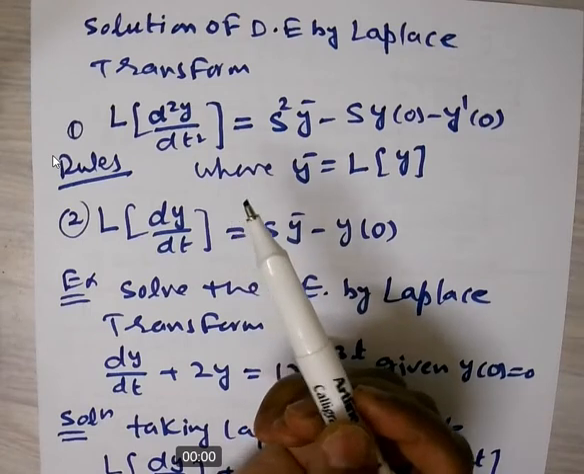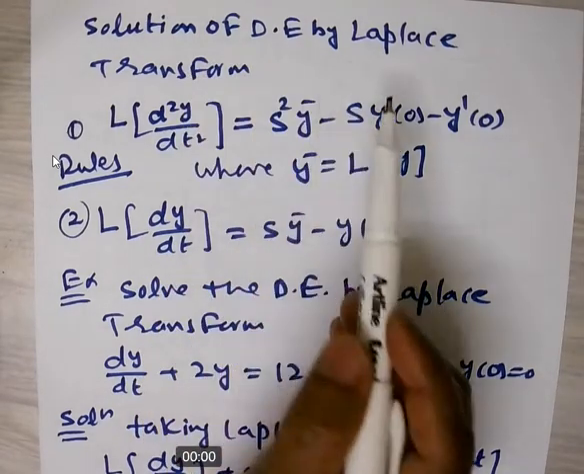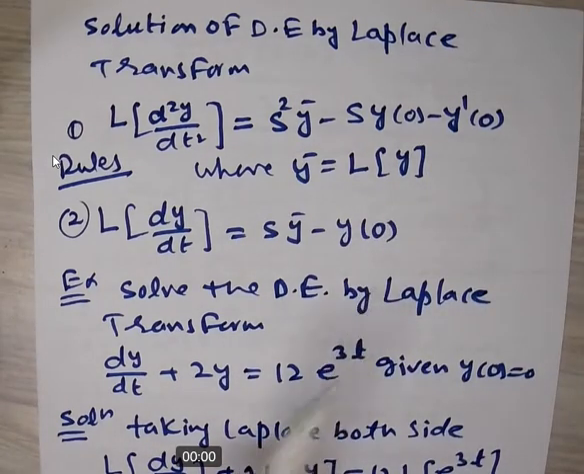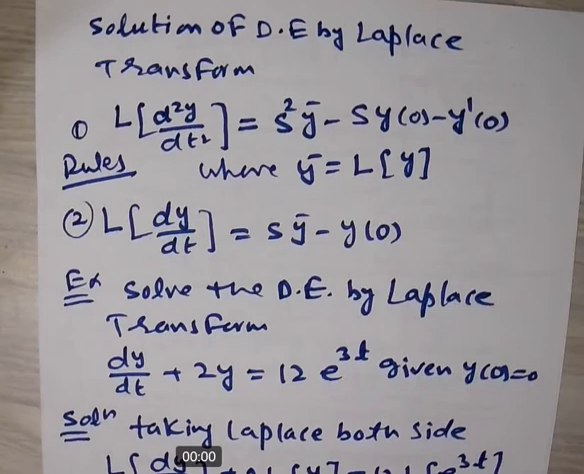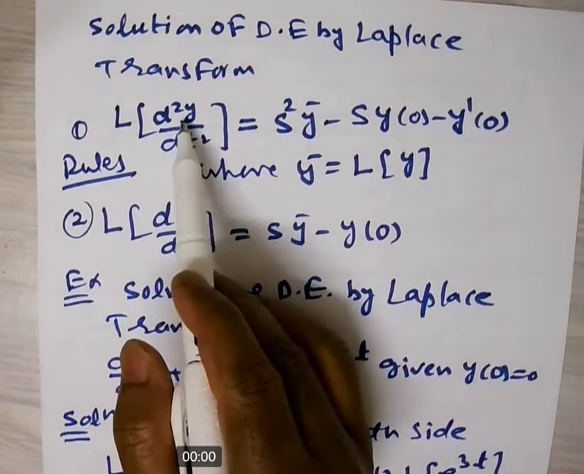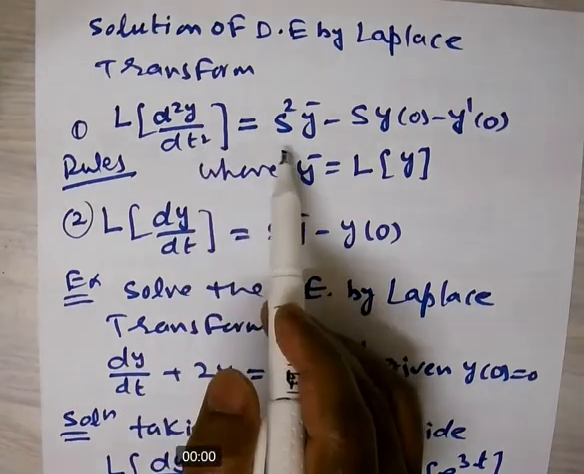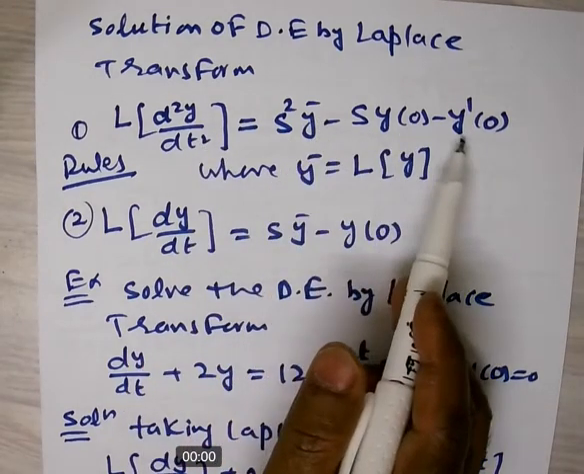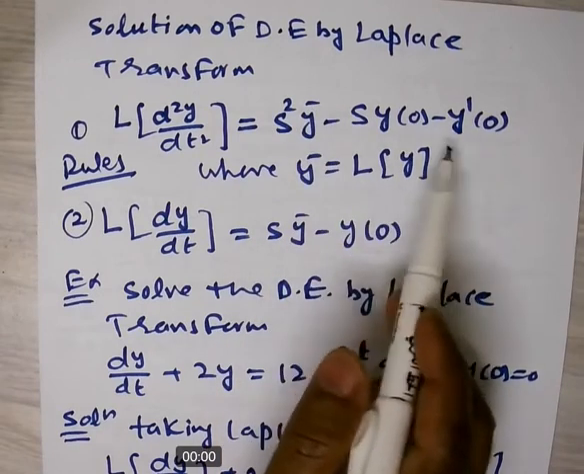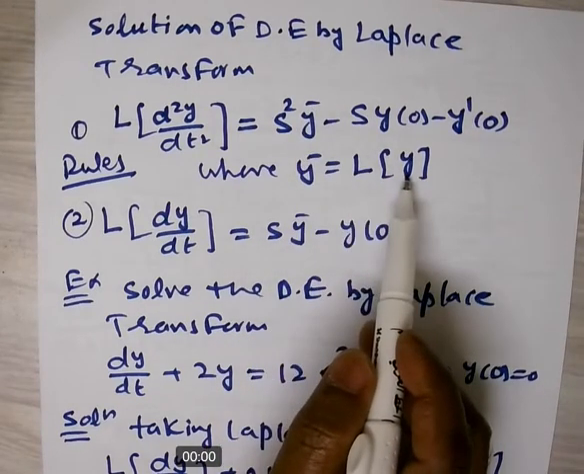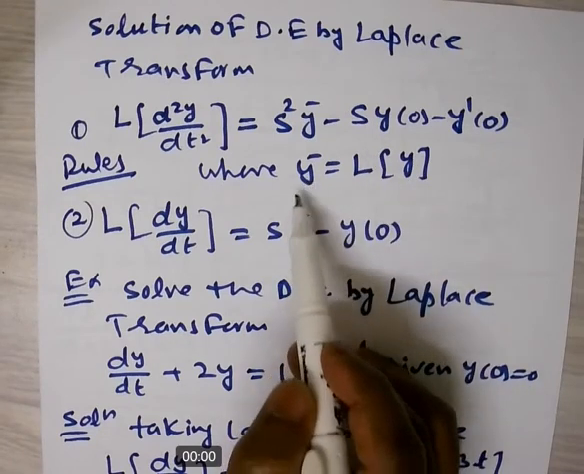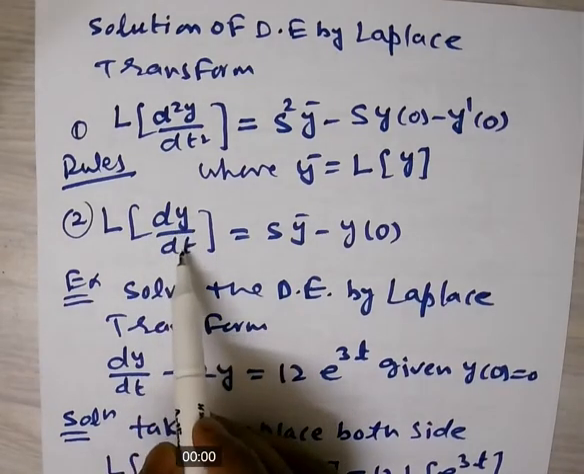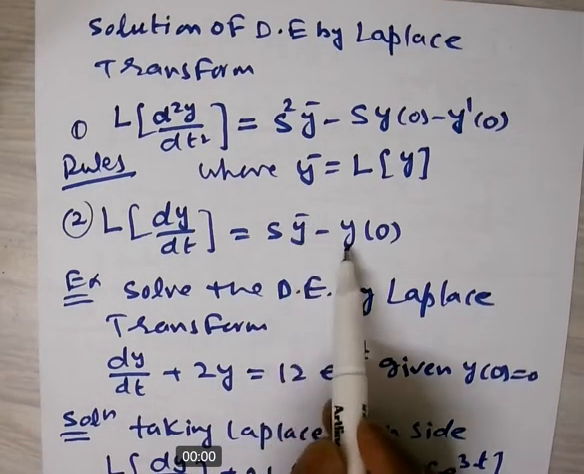For that I am using a few rules. Laplace transform of the second derivative of y with respect to t is s square y bar minus s y0 minus y dash 0. What is y bar? Y bar is nothing but the Laplace transform of y. That means if I write Laplace transform of y, it will be denoted as y bar. And Laplace transform of the first derivative of y with respect to t is s y bar minus y0.